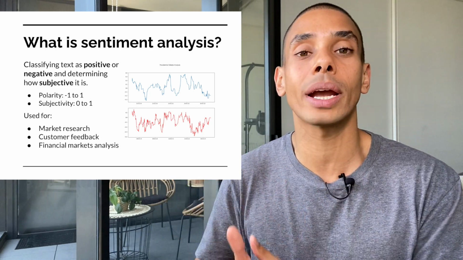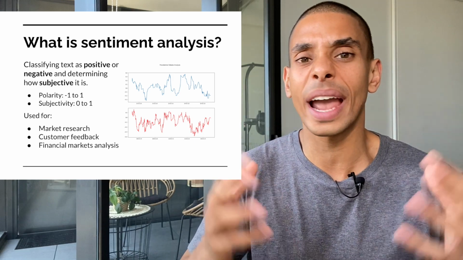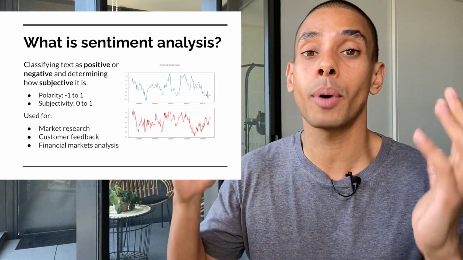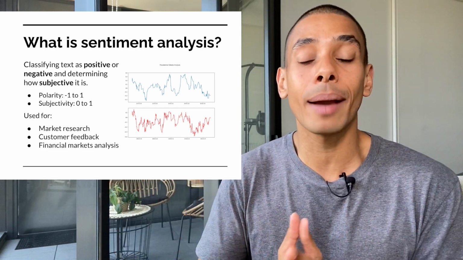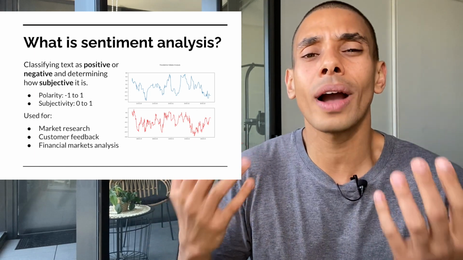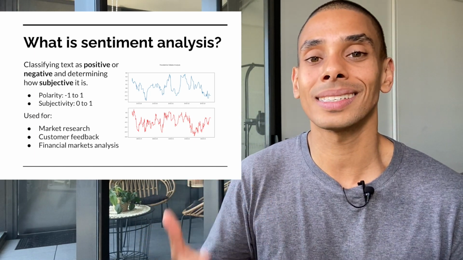So that polarity range will be from -1, which means it's a negative sentiment or a negative feeling, to 1, which means it's a positive feeling or a positive sentiment. We're also going to be able to calculate subjectivity, which ranges from 0 to 1, which basically tries to ascertain how objective or non-objective a particular statement is.